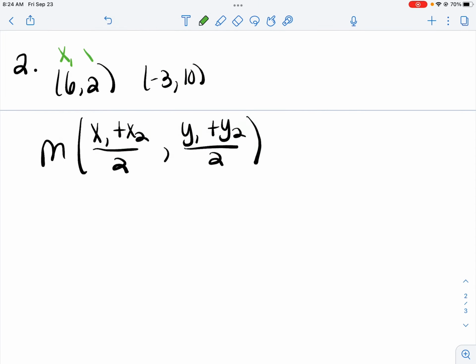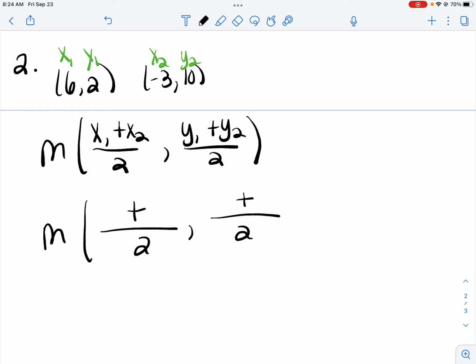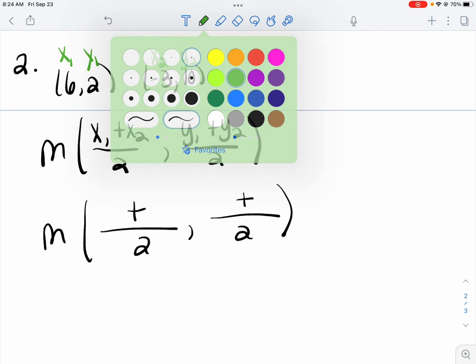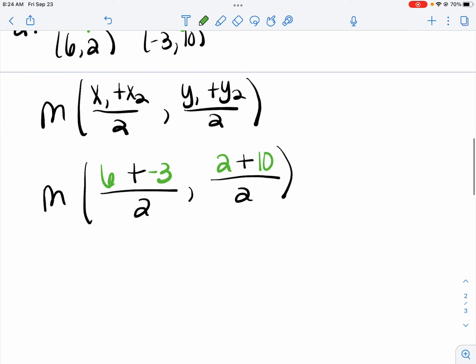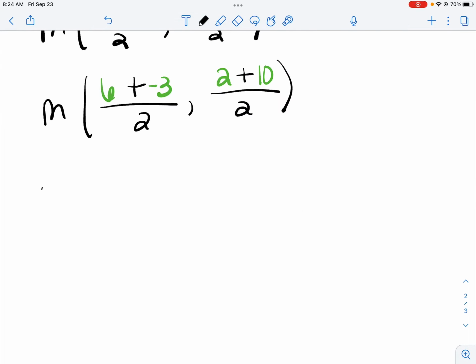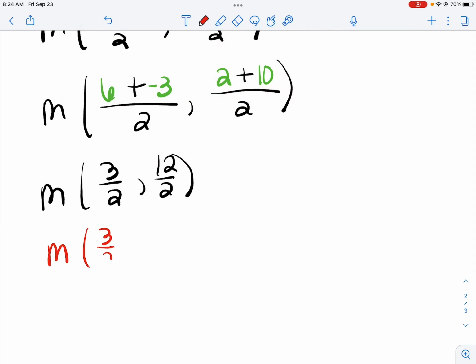Label your points, x1, y1, x2, y2, and again, plug in. So x1 is 6, x2 is -3, y1 is 2, and y2 is 10. 6 plus -3 is 3. And 2 plus 10 is 12. Simplify your fraction, and we get (3/2, 6).